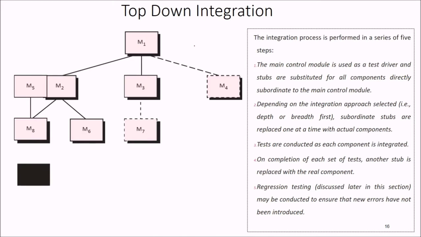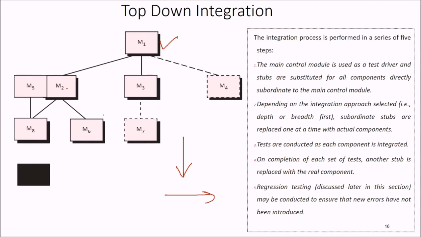So we have a top-down approach in integration. For top-down integration, the integration process is performed in a series of 5 steps. This is top-down, so we start with the top. The main control module is used as a test driver, and stubs are substituted for all components directly subordinate to the main control module. And depending on the integration approach selected, you can go depth first or breadth first.